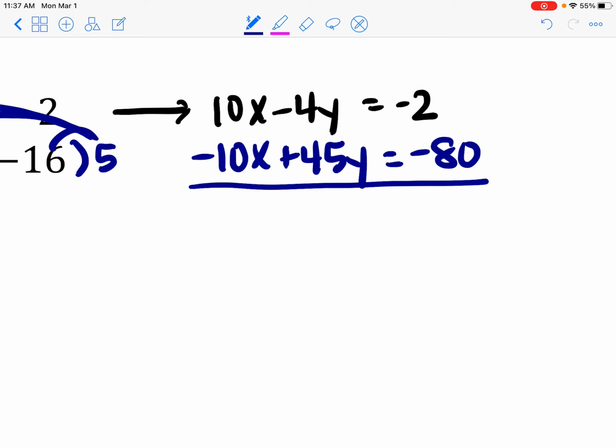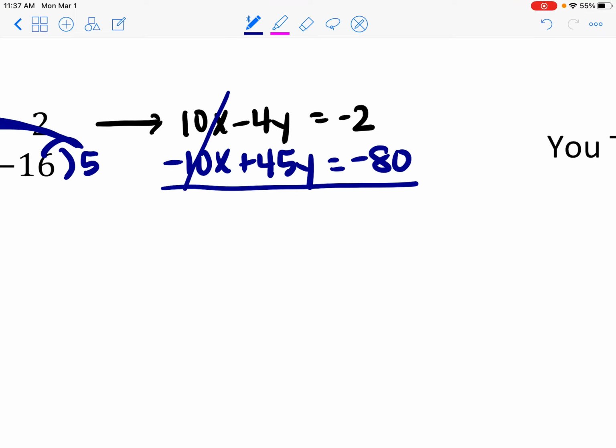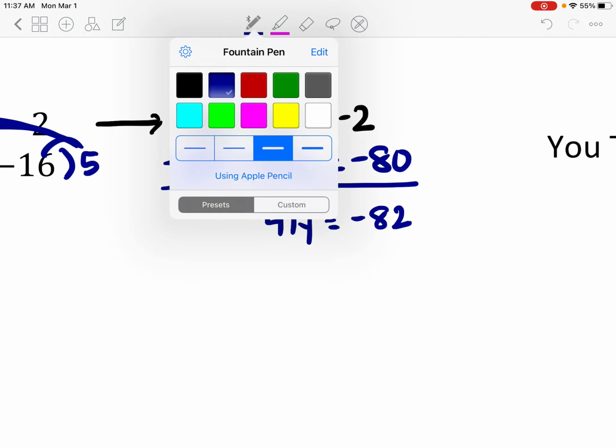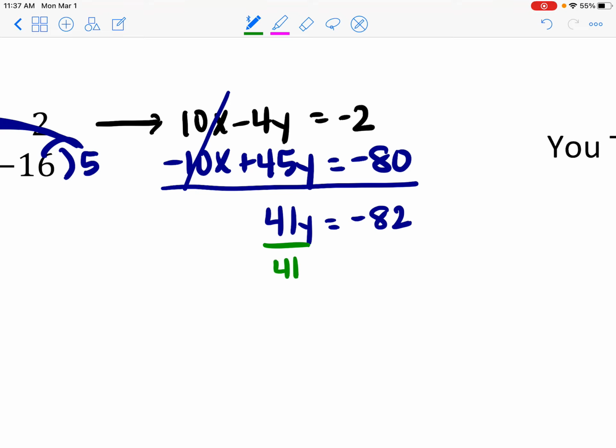Now, when I add these two equations together, the x's will cancel, which is exactly why I did that. 45 minus 4 leaves me with 41y, and negative 2 and negative 80 is a negative 82. So now dividing both sides by 41, I see the first half of my solution, that the y value in my solution is going to be a negative 2.